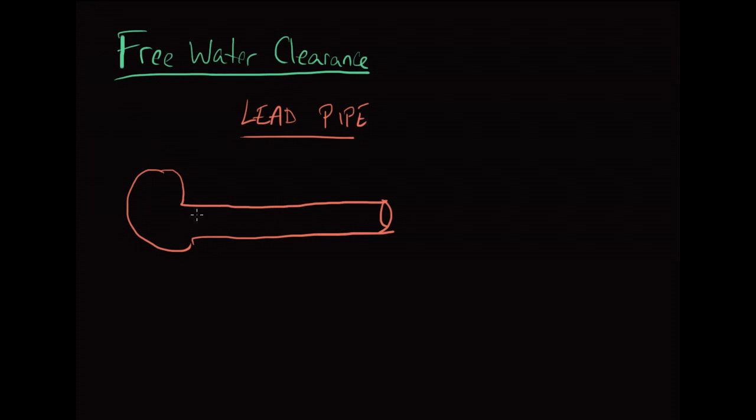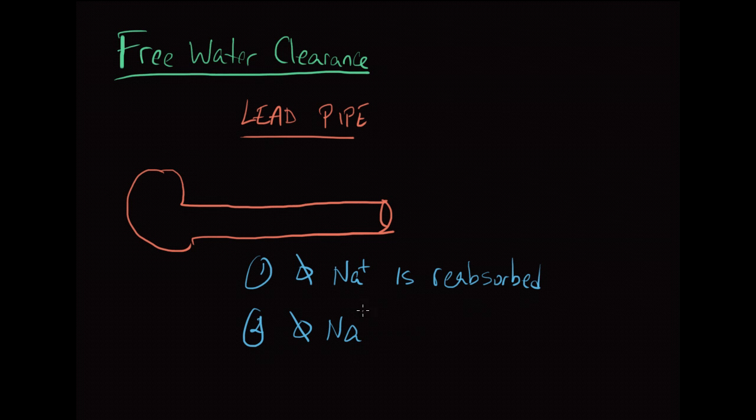The circle here is your glomerulus, and the pipe here is your lead pipe. And it's called a lead pipe because a couple of assumptions have to be made. The first is that no sodium is absorbed from this pipe, and no sodium is secreted into this pipe. So you've got a pipe here that doesn't allow for sodium to enter or exit.